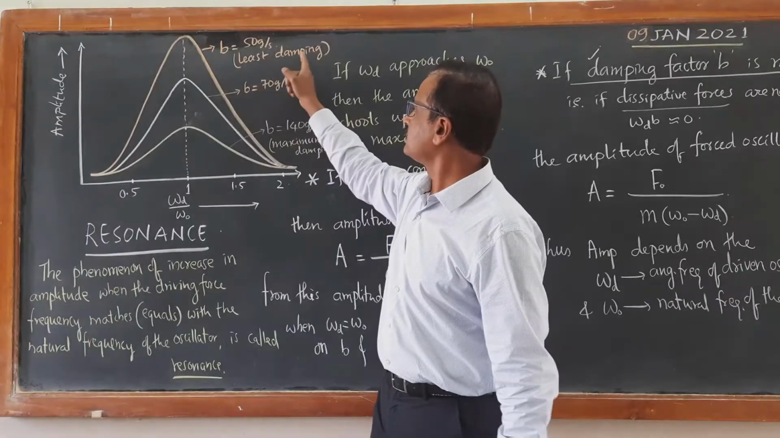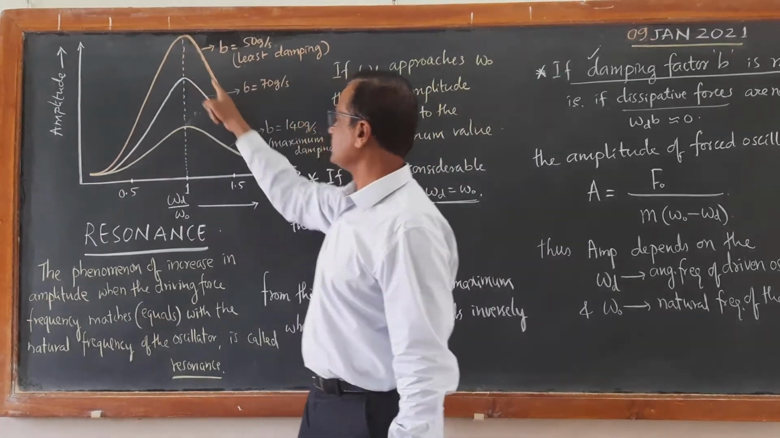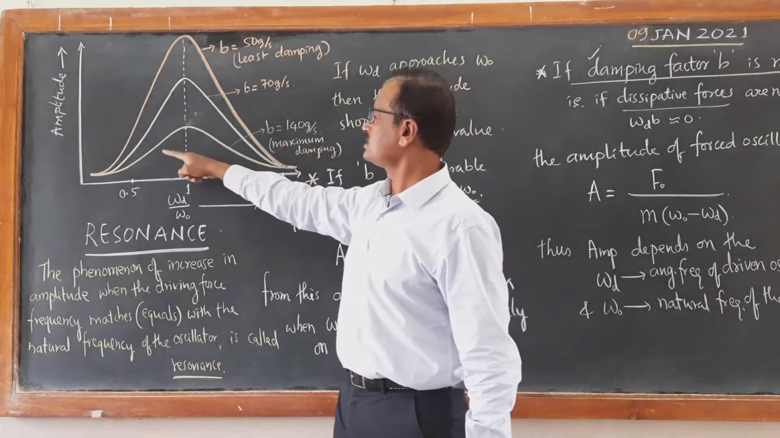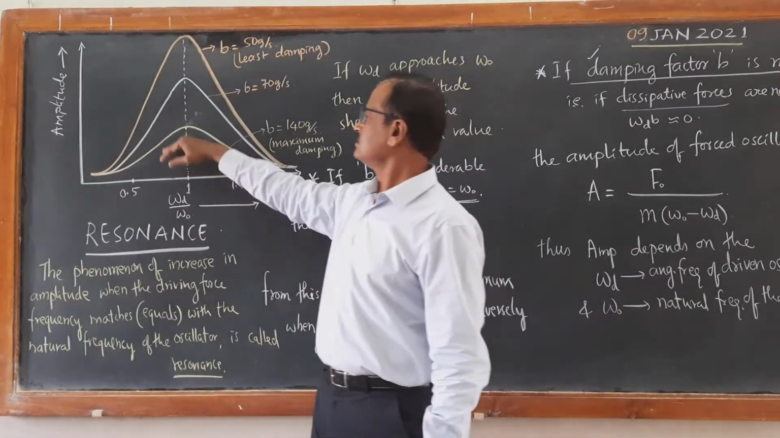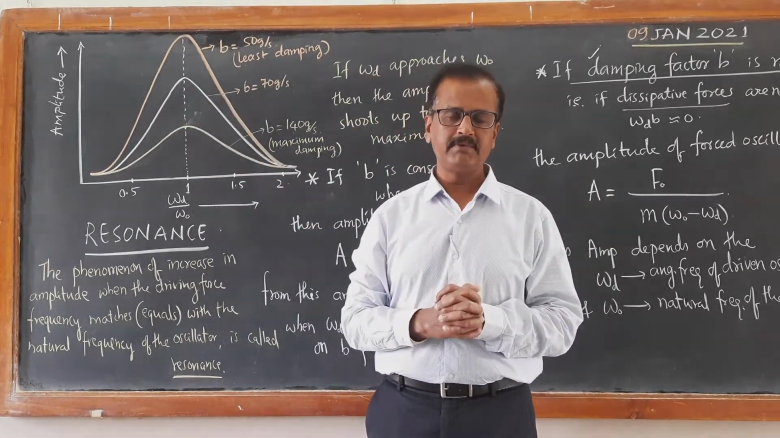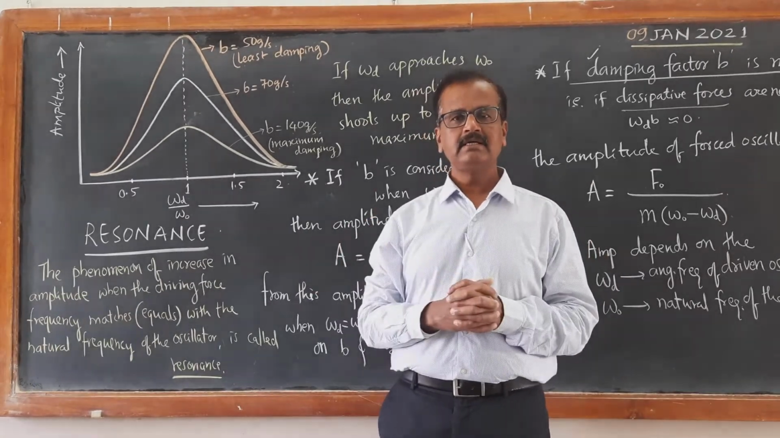For minimum damping, for least damping, you see there is a highest peak. For maximum damping B, there is a lowest peak. For a median value of damping B, there is a medium value of peak. So this is the meaning of amplitude reaching the maximum value. That is what we call resonance.